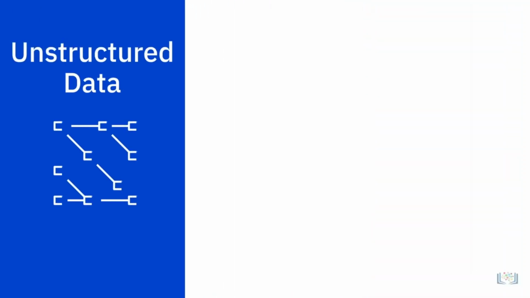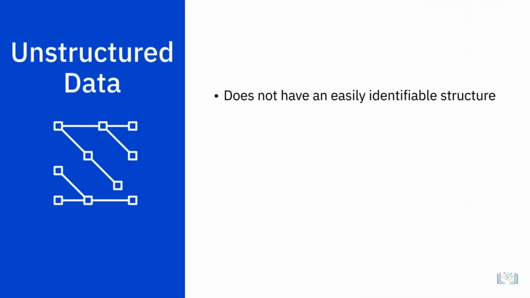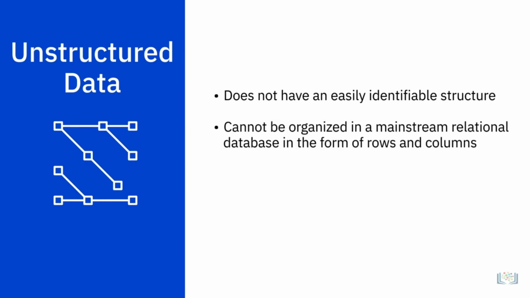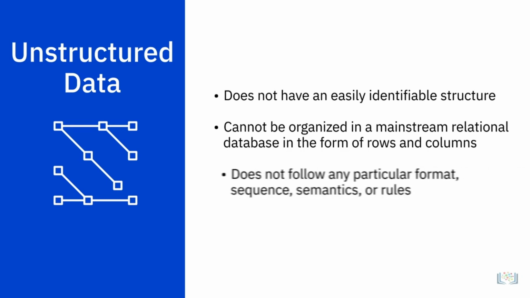Unstructured data is data that does not have an easily identifiable structure and therefore cannot be organized in a mainstream relational database in the form of rows and columns. It does not have any particular format, sequence, semantics, or rules. Unstructured data can deal with the heterogeneity of sources and has a variety of business intelligence and analytics applications.